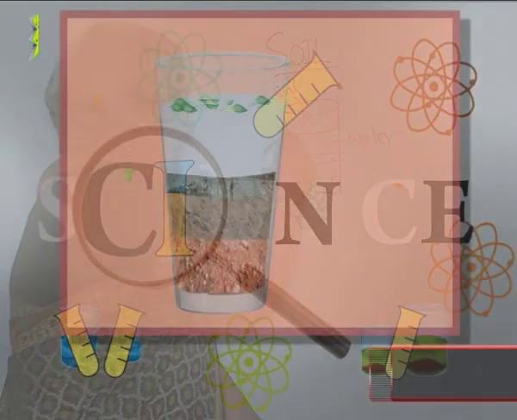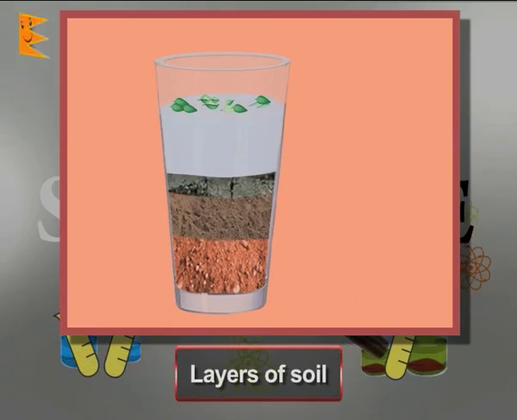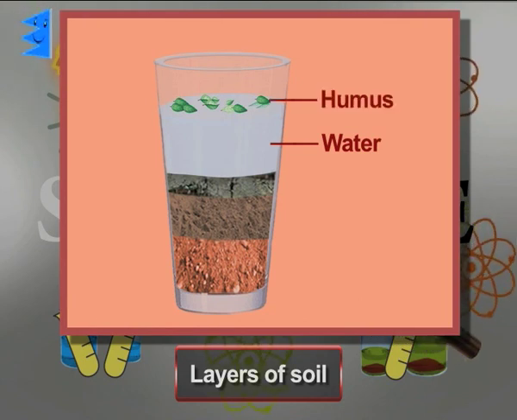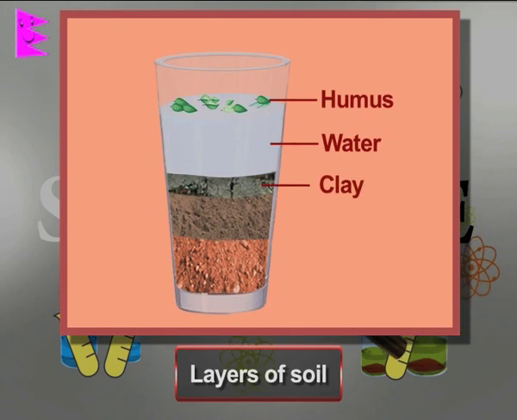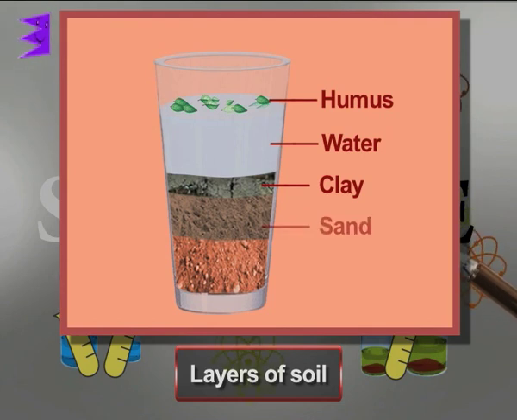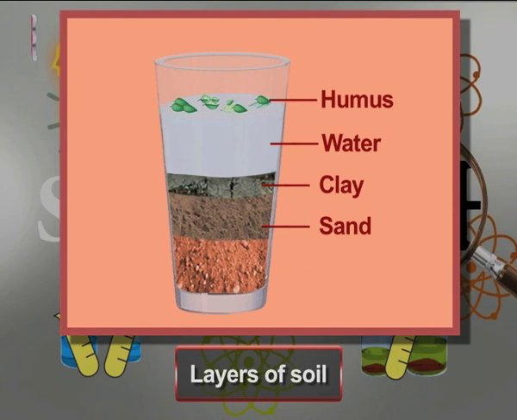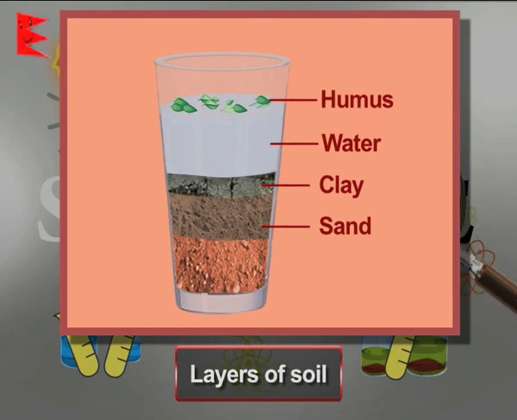On top of water there are some leaves or rotten dead matter floating on water. This is organic matter. Next is fine particles, which is clay. Next to that is a little larger particles, which is sand, which has small pebbles and stones, and that is called gravel.